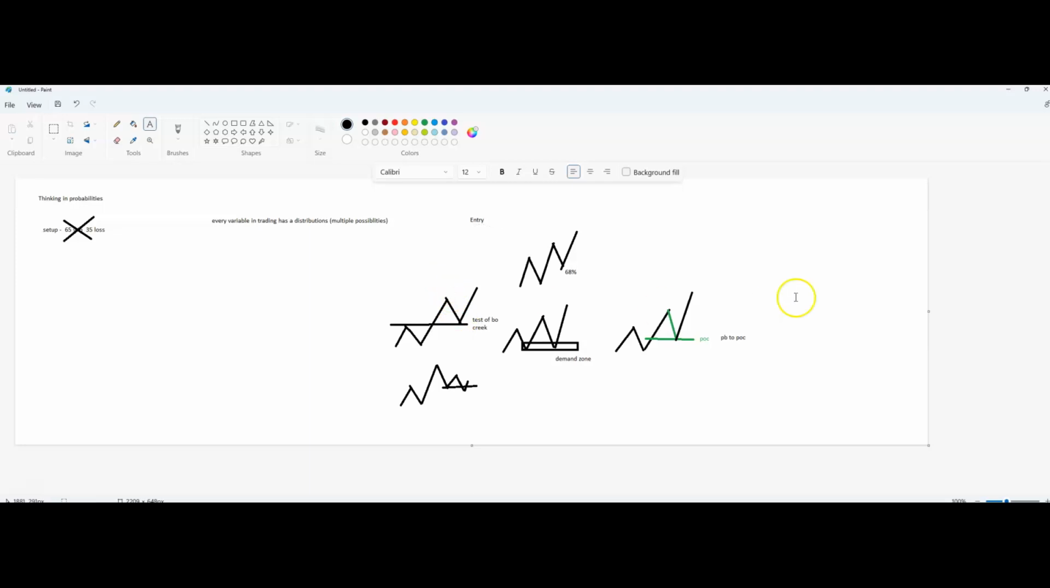So exits, similarly, it's just so many. Let's say any one of these entries, like let's say it goes up, down, breaks out, pulls back, and the guy buys somewhere here, and you're targeting a new swing high. You're targeting, what did I do?